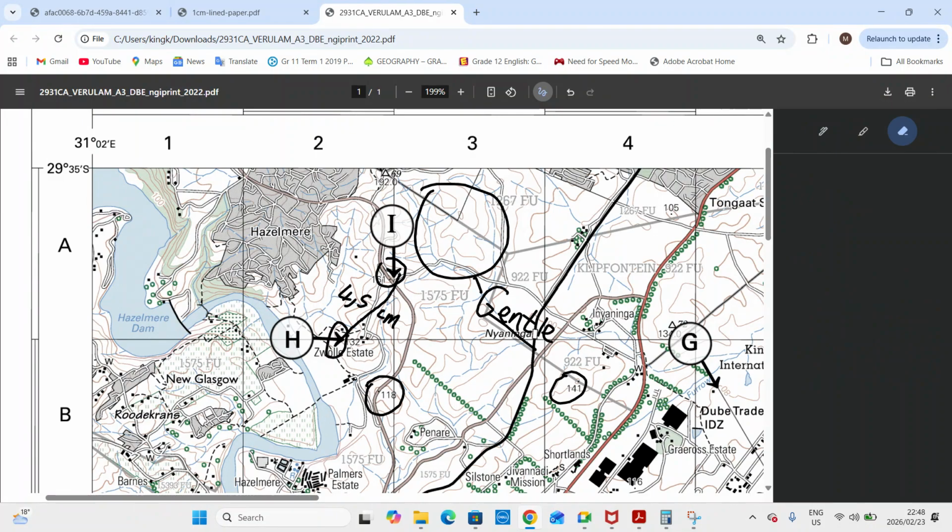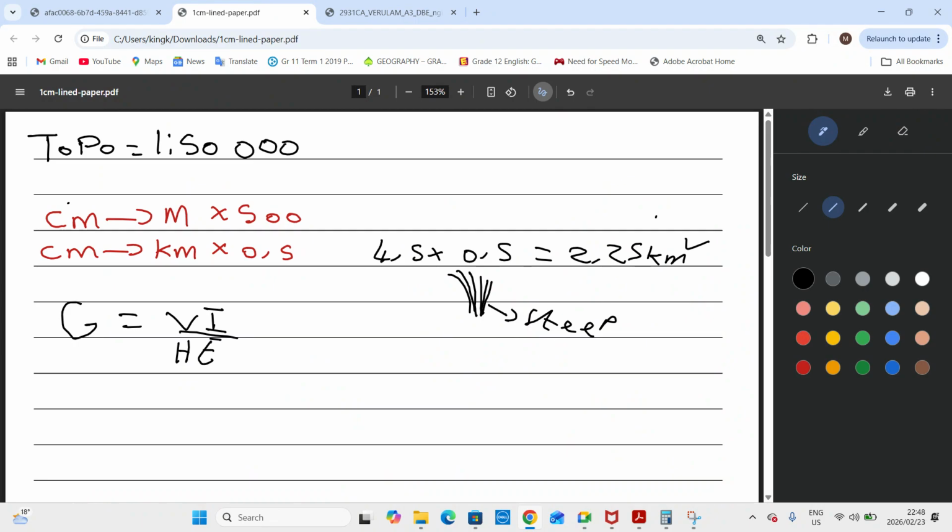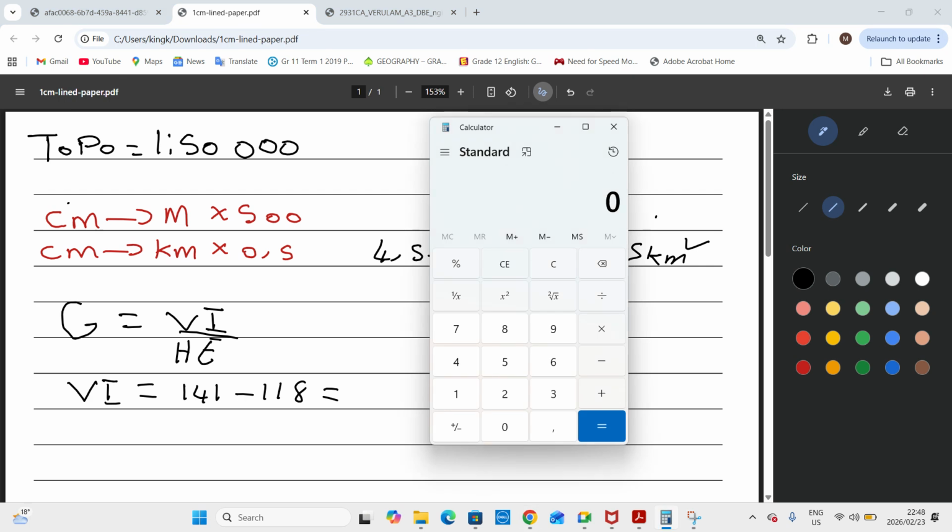Now, in order for you to get your vertical interval, you are going to look at which between the two numbers is bigger than the other. So it's 118 and 141. When you write down your answer, you will do VI first. VI is equal to 141 minus 118. You put that into your calculator. 141 minus 118 is equal to 23.